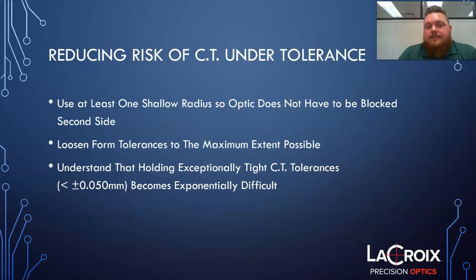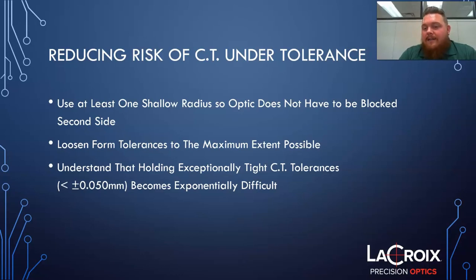So as for reducing the risk of CT under tolerance, again, you will see that we request you use at least one shallow radius so the optic does not have to be blocked on the second surface. If the optic does have to be blocked on the second surface, you cannot remove the optic from the blocker in order to measure the center thickness, because if you do have to put it back on the blocker and repolish that surface for any reason, you cannot get it back in the exact same spot, and it can lead to a few other issues. So we really want to keep it blocked. But in that case, we have to indirectly measure the center thickness.